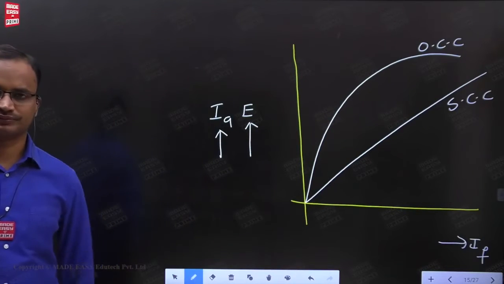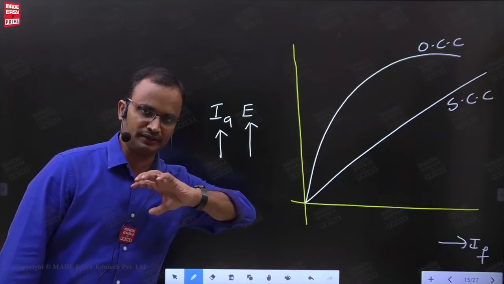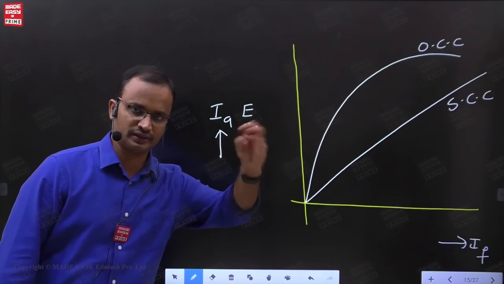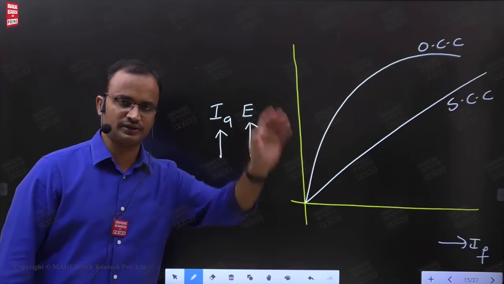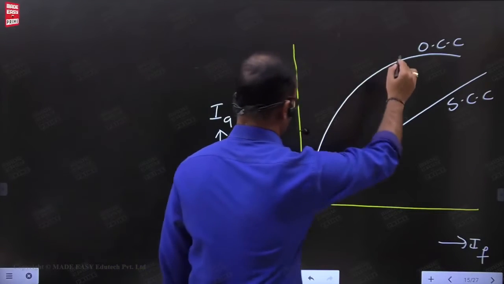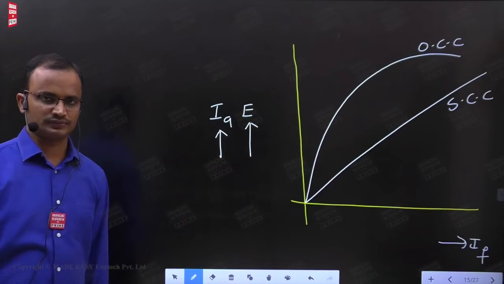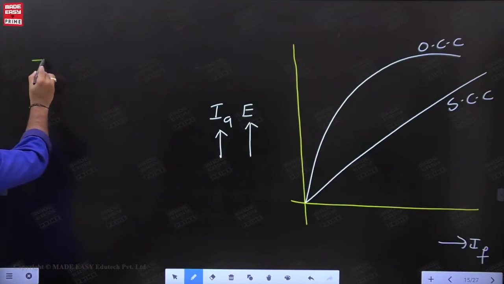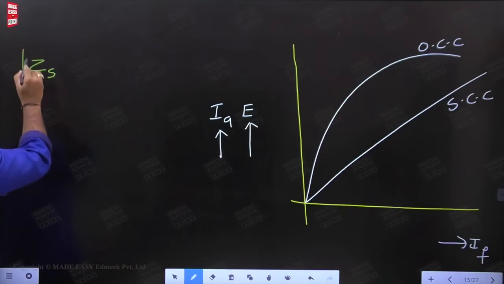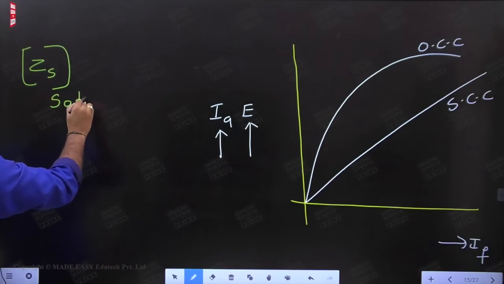Come to one more question. Again, in the objective questions, they give the complete information regarding the alternator: rated voltage, rated current, and kVA rating. They give the OC data and SC data also. In the question, they ask you to find the saturated synchronous impedance.